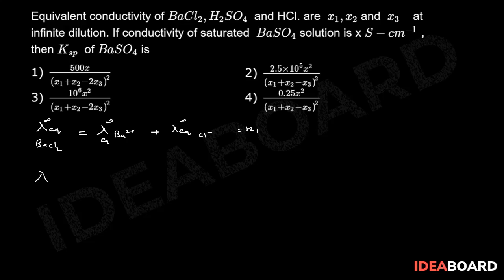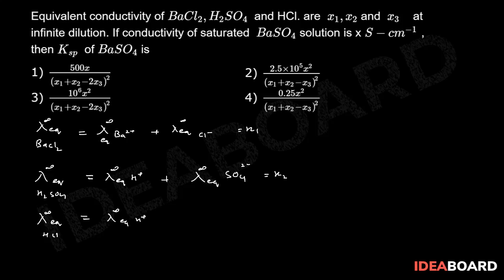And then similarly I can write it for H2SO4, which will be lambda equivalent at infinite dilution for H plus, lambda equivalent at infinite dilution for sulfate, and this value is equal to X2. And then I can write this for HCl as well, which will be lambda equivalent H plus, lambda equivalent at infinite dilution for Cl minus, and this value is X3.